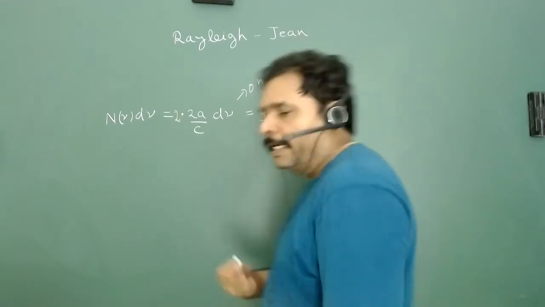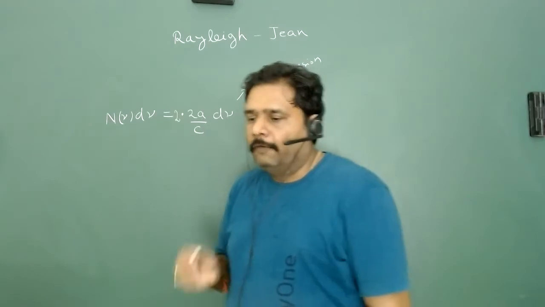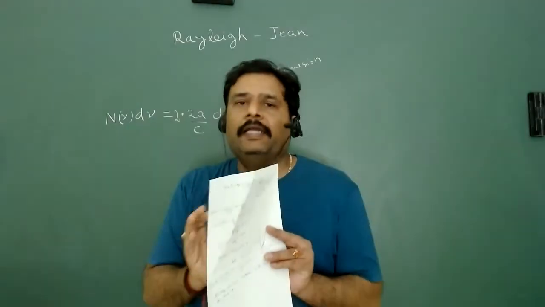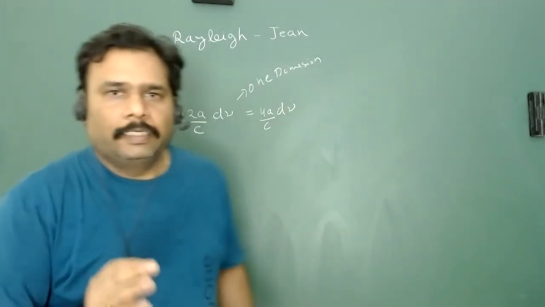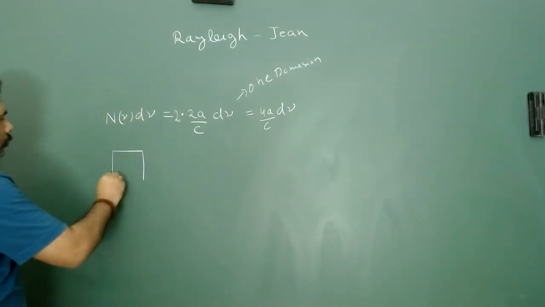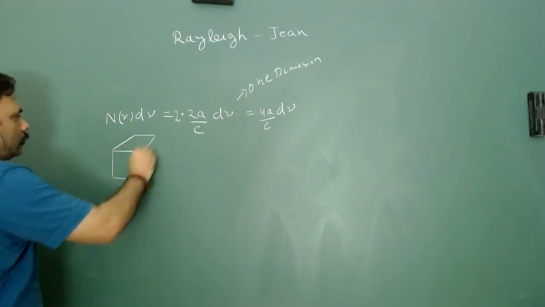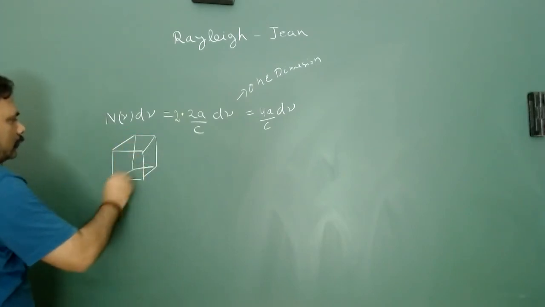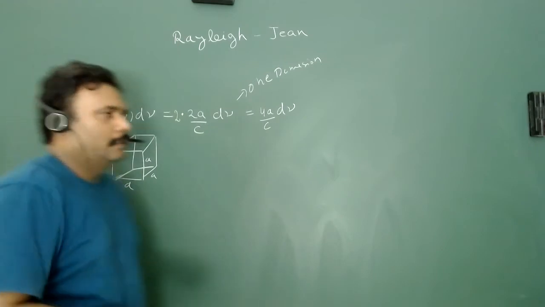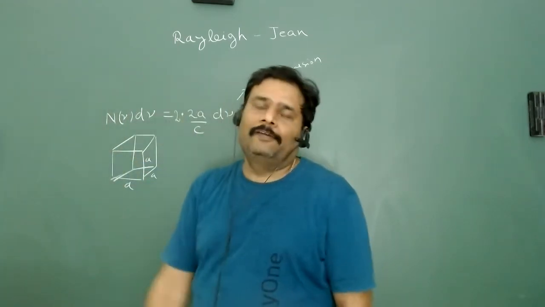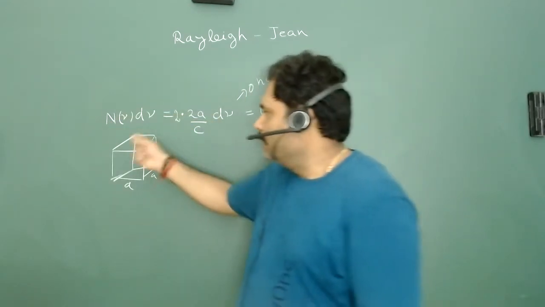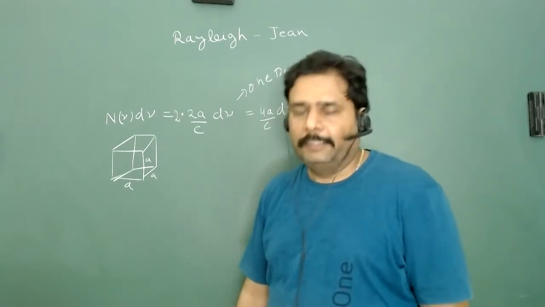Now, but the actual thing is very different. What we have assumed is that our radiation is confined in a three-dimensional box. Let's say we are taking a cubical box, confined into this particular box of length a. So a cube is the volume. And now we want to calculate the density of this particular wave inside this cubical box. So this is the real challenge.